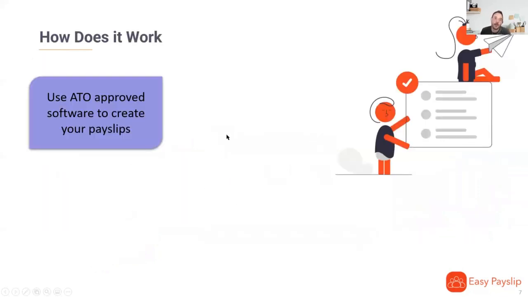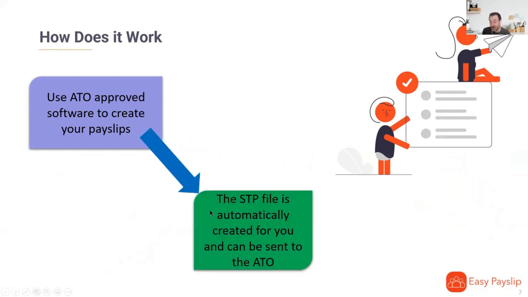So how does it work? On one level, it's quite simple. You use an ATO approved payroll software system to create your payslips. And then that should automatically create the STP file for you. And you should be able to send that to the ATO with just a couple of clicks. So it's just that extra step. You should always need to have some sort of payslip that you provide your employees that calculates the amount of tax withheld, the super you owe them, how much they get paid. Now there's an extra step where your software should turn that into an STP file that you can then touch a button and send off to the ATO.